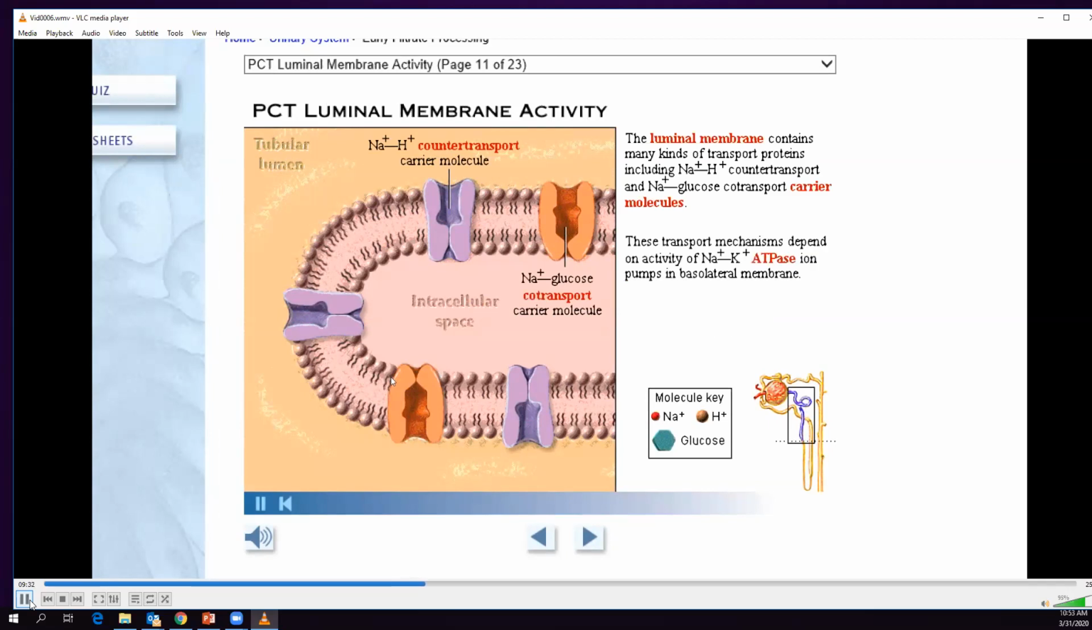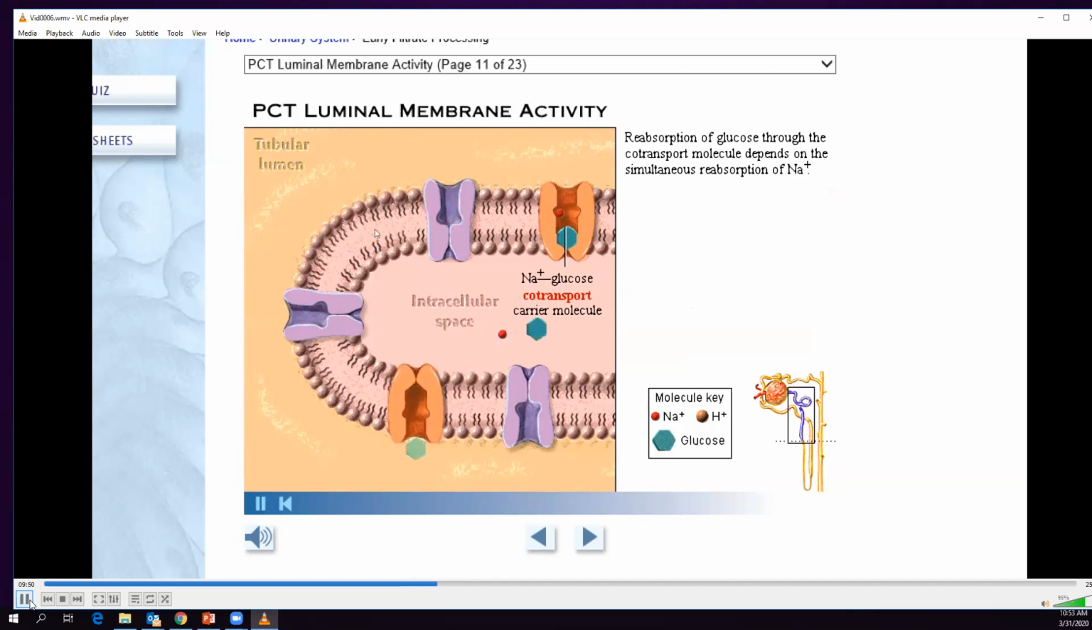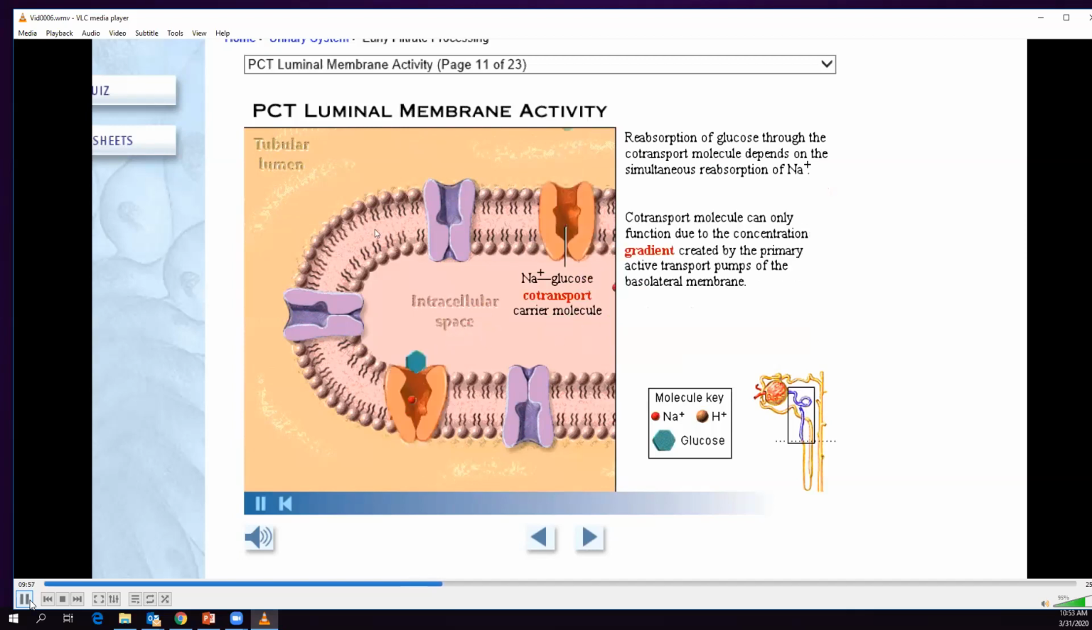The activity of all these carrier molecules depends on sodium-potassium ATPase ion pump activity in the basolateral membrane. Click any of the transporters to see their activity. When you have seen each, click the luminal membrane to see the activity of the entire membrane. The cotransport or symport carrier molecules carry both sodium and glucose into the cell. The reabsorption of glucose depends on the movement of a sodium ion down its concentration gradient from high extracellular to low intracellular concentrations. This is an example of secondary active transport.